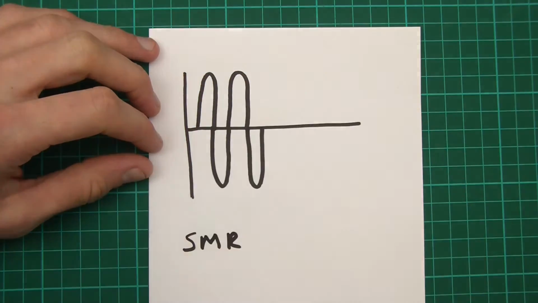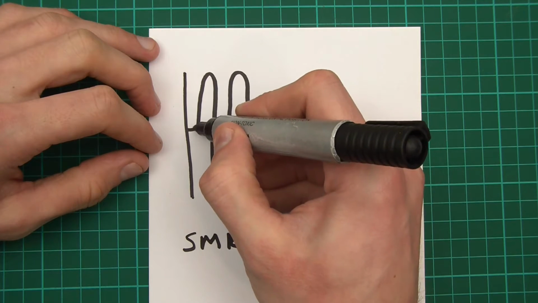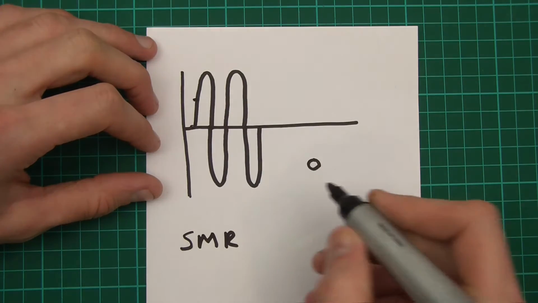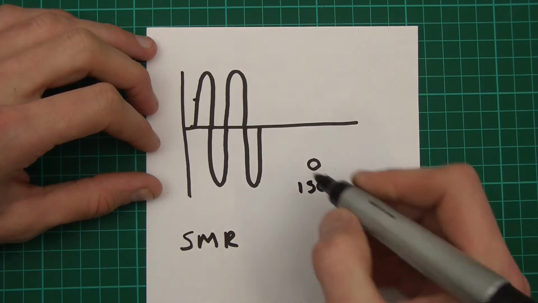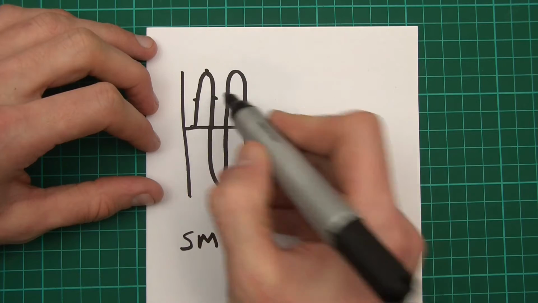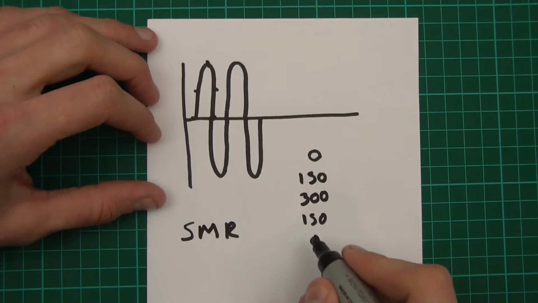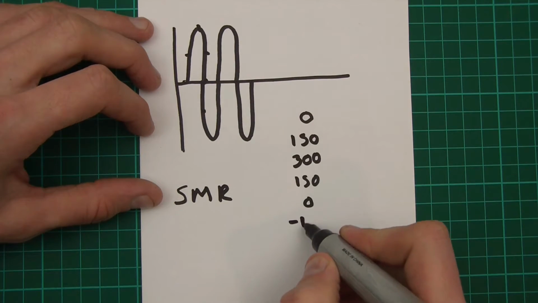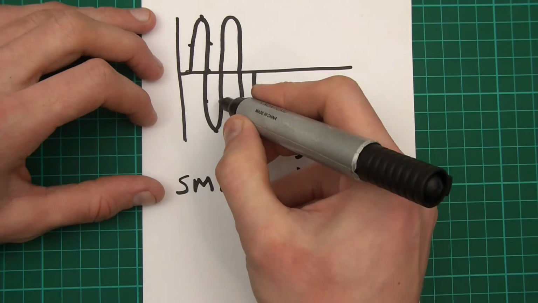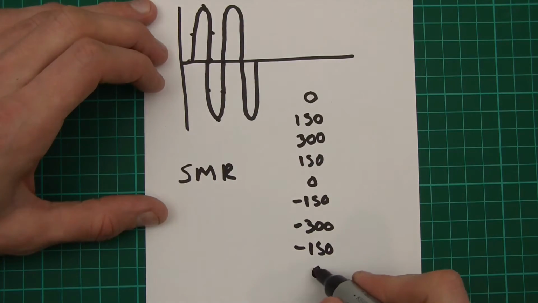Now, if we had to take some samples, let's say we take a sample here, so that's 0 volts, and we take a sample here, so that's let's say 150 volts, and we take a sample at the top, which happens to be the peak, we say 300 volts, then we take a sample here, that would be 150 volts, then we take a sample here, which will be 0 volts again, then we take a sample here, which is minus 150, and we take a sample here, which would be minus 300, then we take a sample here, which would be minus 150 again, and then we take a final sample there, which will be 0.